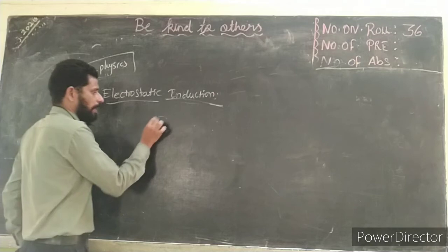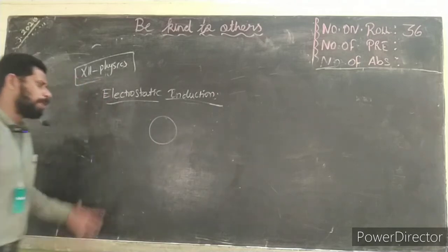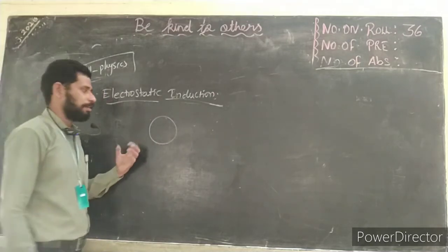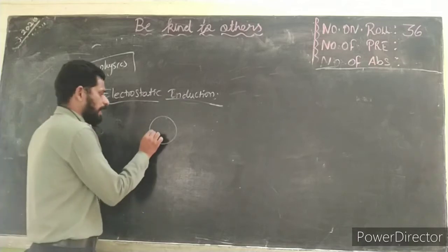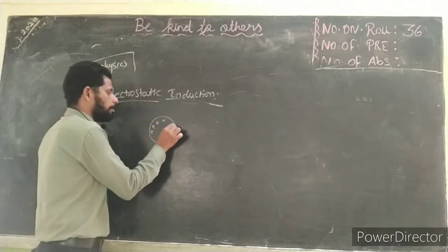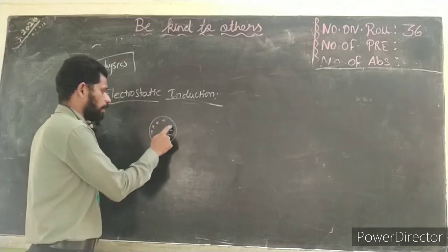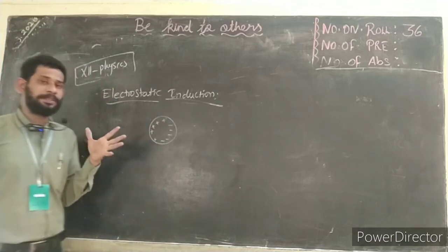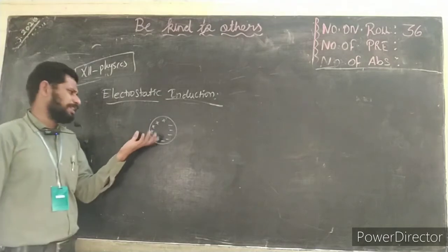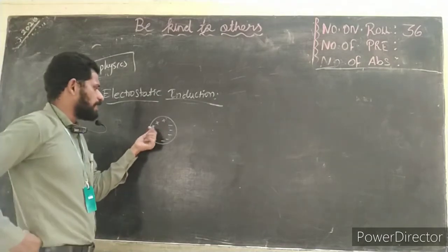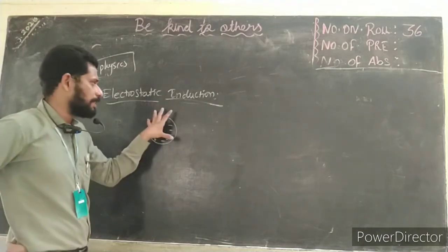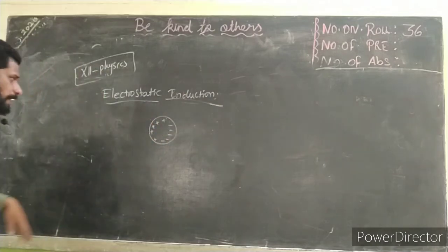Now I have one conductor, which is a metal sphere. There is a uniform spreading of both positive and negative charges inside it, 1, 2, 3, 4, 5 each. Uniformly both, so it is neutral. Both positive and negative charges will be present on the surface of the metal sphere.